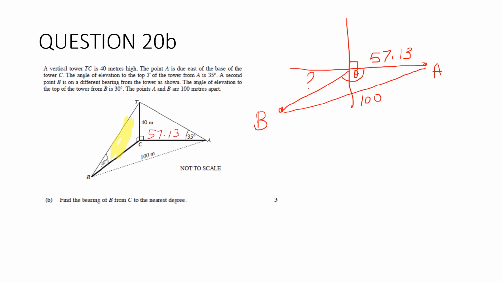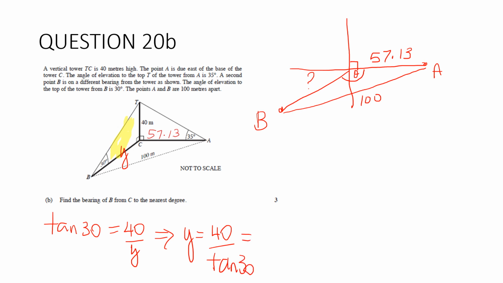Okay, so it's tan again, so tan 30 is equal to 40 on, let's call this y. And so y is equal to 40 over tan 30, which is 40 divided by tan 30, 69.28, which is here.